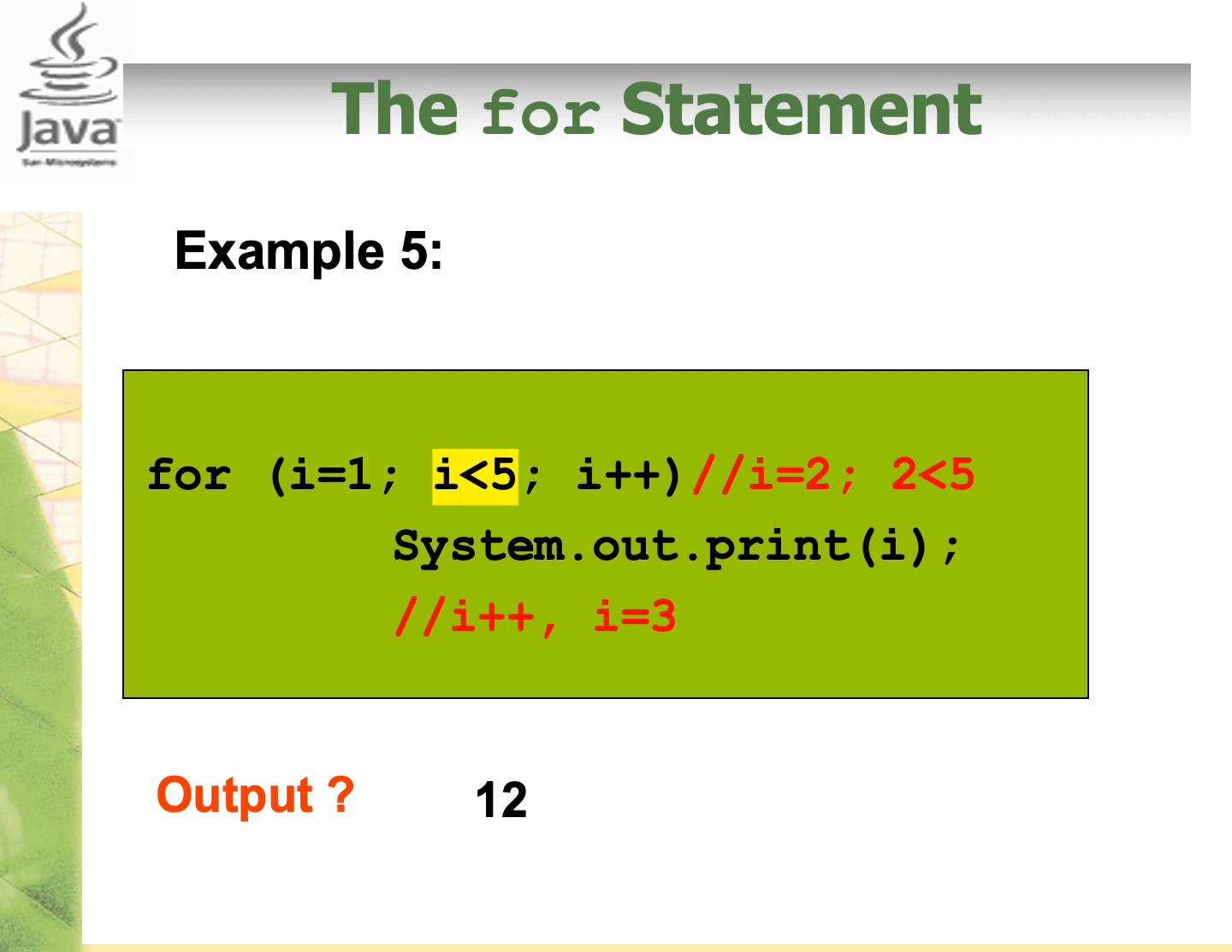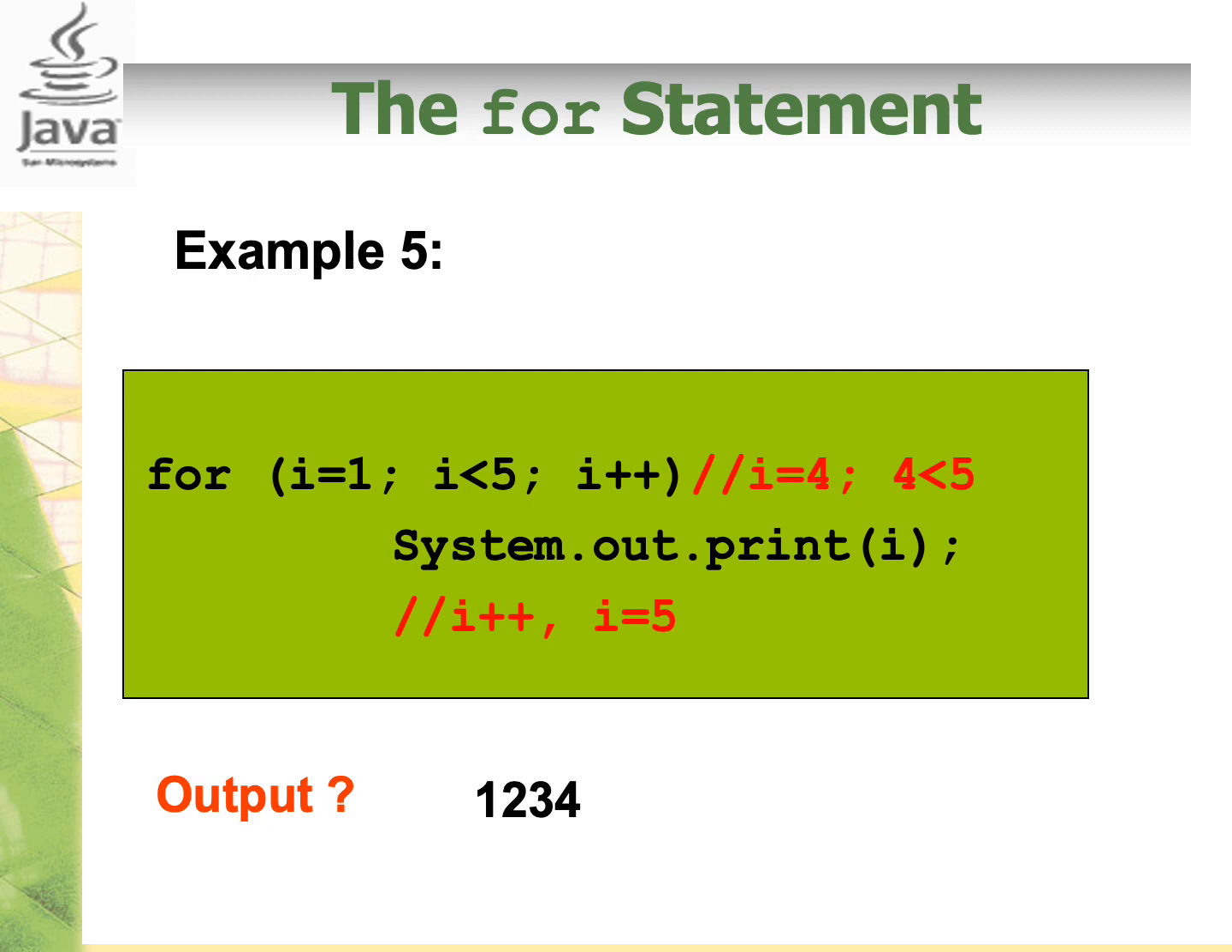It then checks the condition. Is 2 less than 5? That is true. So the statement is executed and the output is the value of 2. It then increment I by 1, so I becomes 3. The same steps are repeated. 3 is less than 5, and because that is true, the output now will display the value 3, and then it will do the increment, so I becomes 4.